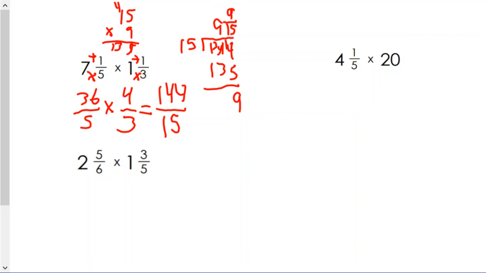We can simplify that into 9 and 3/5. All right, there's that first one. Let's look at example number 2.